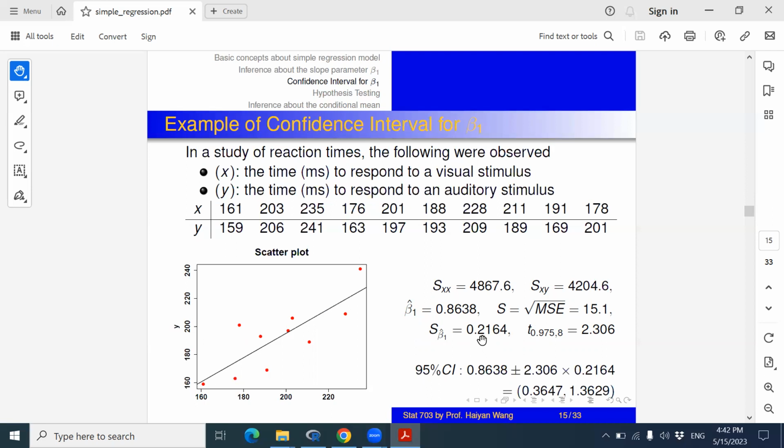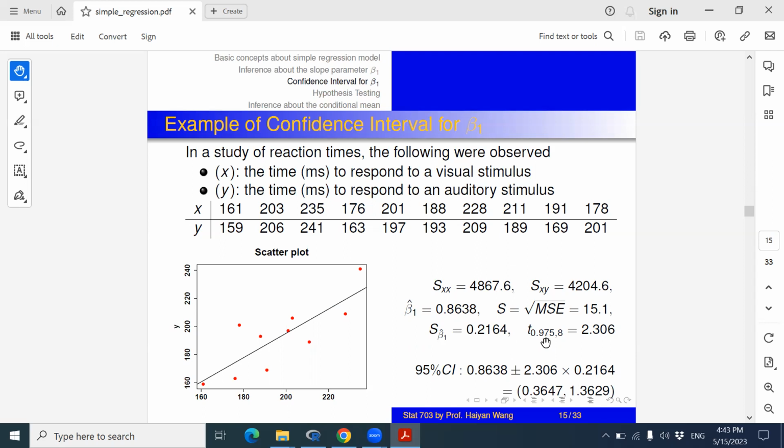The standard error of beta 1 hat, as you know, is the square root of sigma squared over Sxx, where sigma squared is estimated by this MSE. So it's this s, 15.1, divided by the square root of this 4008 something, that gives us 0.21. So that gives us the standard error.